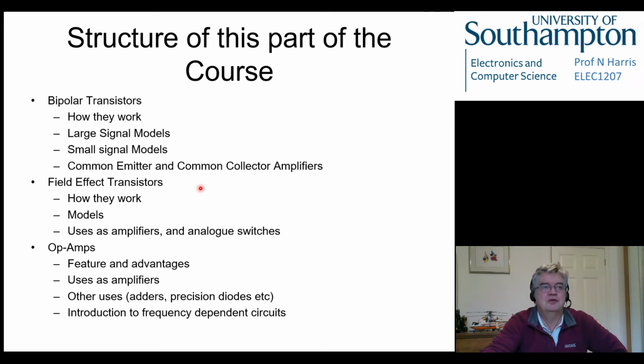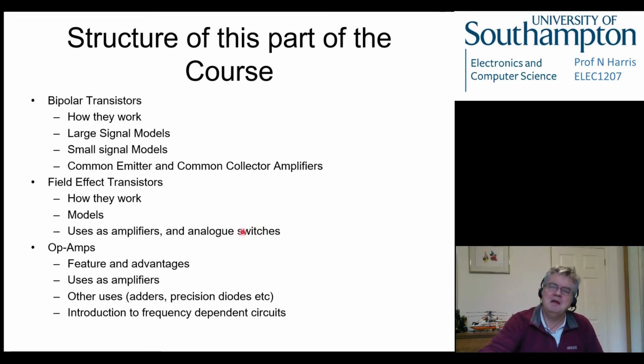We'll then look at another type of transistor, which is called a field effect transistor. We do them after bipolar transistors. In fact, they were invented before bipolar transistors, and we'll look at those. We'll understand roughly how they work, because they're still transistors. We'll look at some models as well, and then we'll look at their uses as amplifiers and some things that they can do that bipolars can't do, and analog switches are one example of that.